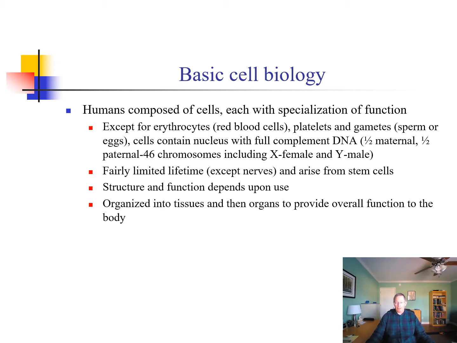Each of these cells has a fairly limited lifetime except for neurons, and they arise from stem cells. These stem cells are making new cells because the lifetime is limited. The neurons are exceptions because they take so long to hardwire the control system of your brain and your central nervous system, as well as your peripheral nervous system, that it would be intractable to try to grow them from stem cells and then have them reprogrammed, if you will, to operate the neurological system. The structure and the function of these cells depends upon the use.